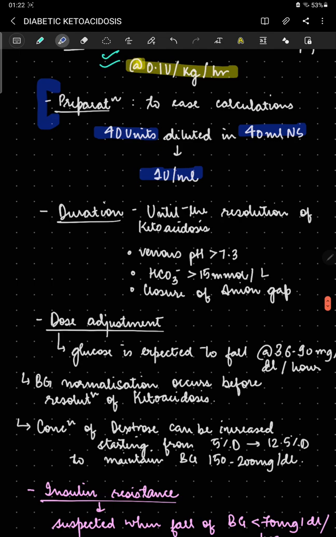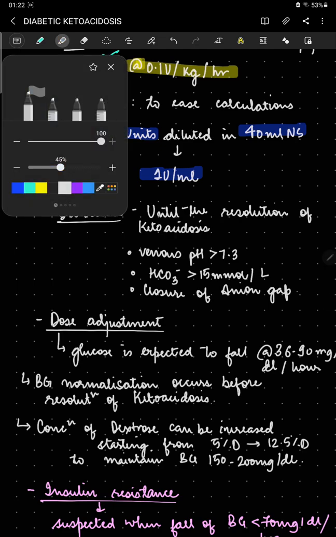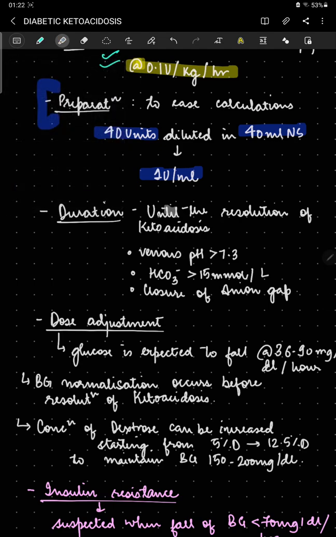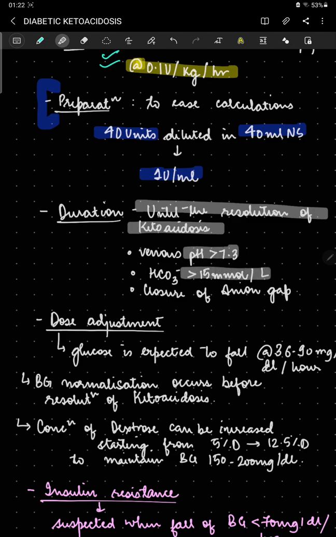For how long you have to give the IV insulin therapy: you have to give it until there is resolution of ketoacidosis, that is, the urinary pH is more than 7.3, bicarb is more than 50, and there is closure of the anion gap, that is, the anion gap comes back to its normal value of 12 plus minus 2. Okay.